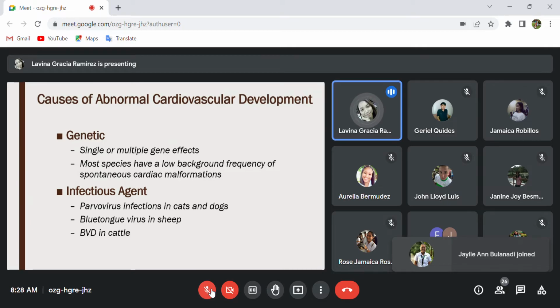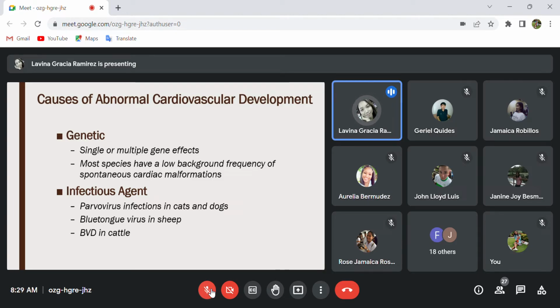Another is blue tongue virus in sheep, same, and the bovine viral diarrhea in cattle. So these are the three common infectious agents that affect the developing embryo, developing animal, and sometimes they produce malformed animals or young or neonates that some of them might survive for a certain period of time, but most of the time they die afterwards.